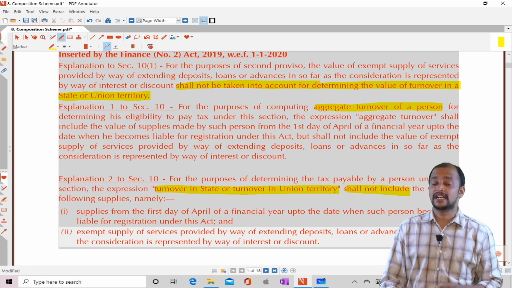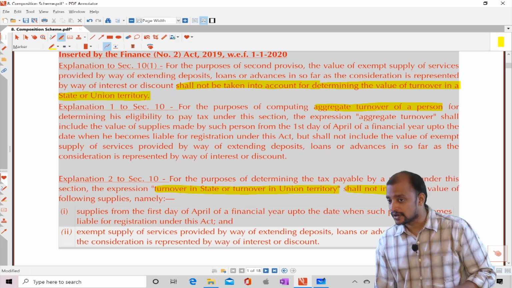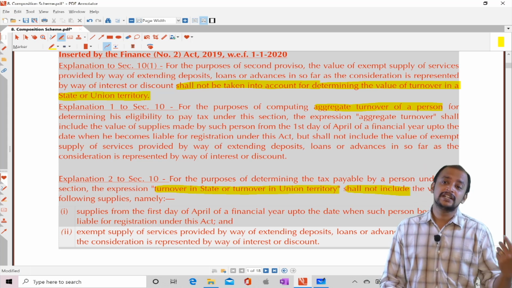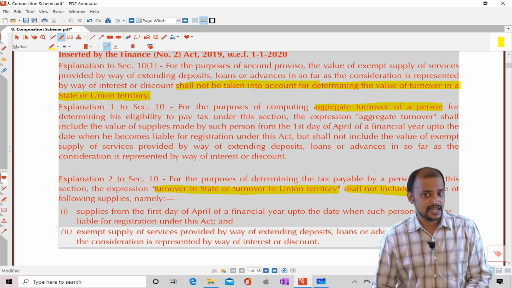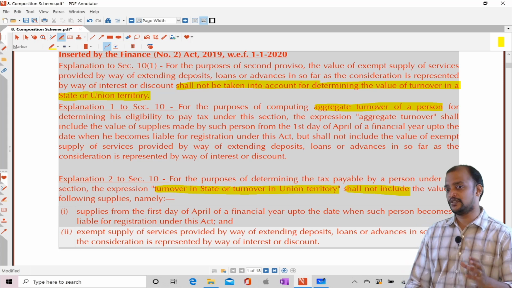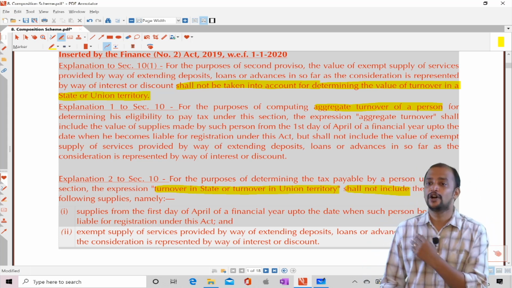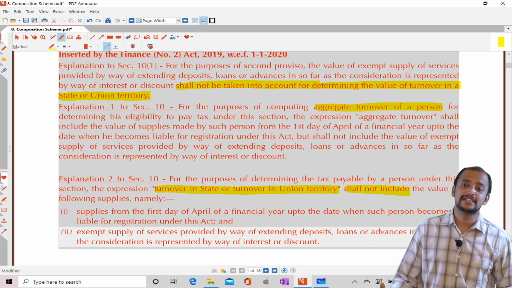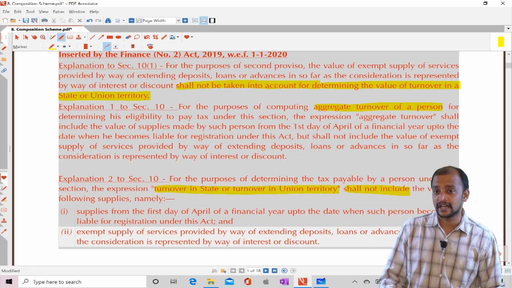Taxable supply, non-taxable supply, exempted supply, zero rated supply, everything will come, and it excludes 2. What are they? Inward supplies on which GST is payable under RCM should not be taken in aggregate turnover, because inward supplies purchase will not go in turnover even though you pay GST on that purchase. Then next, GST will be excluded. That is the meaning of aggregate turnover.